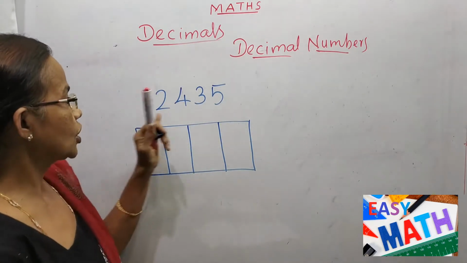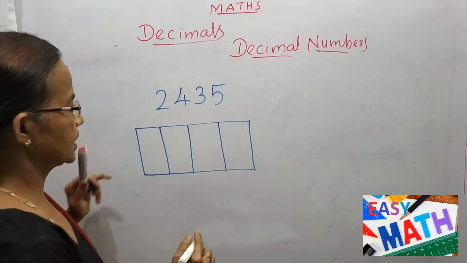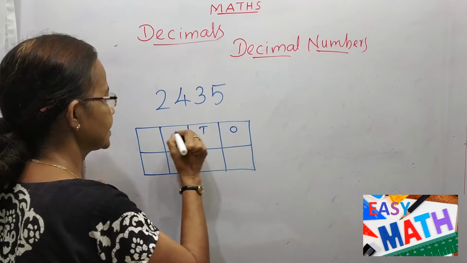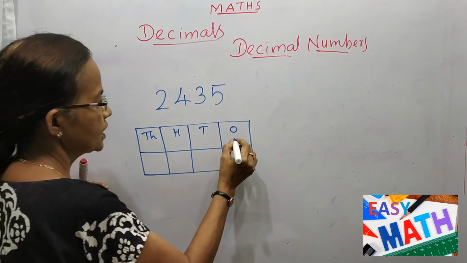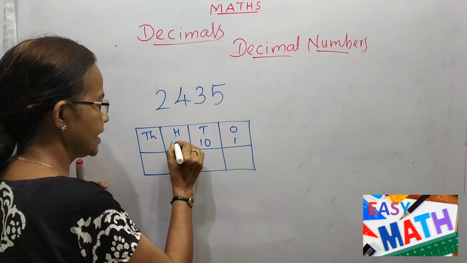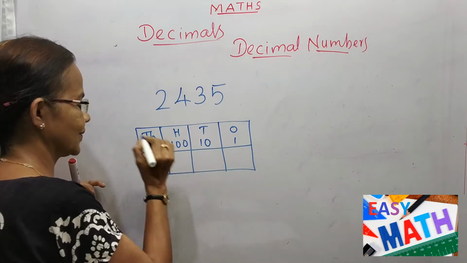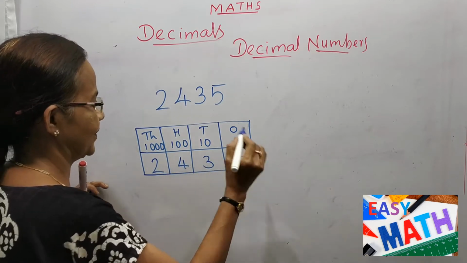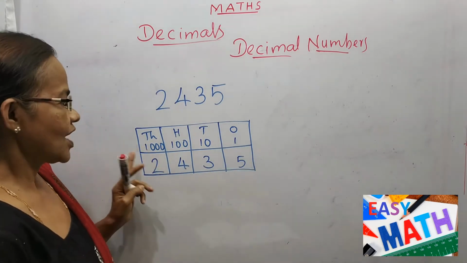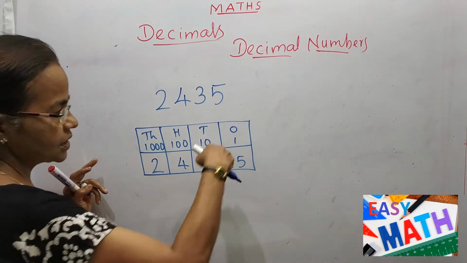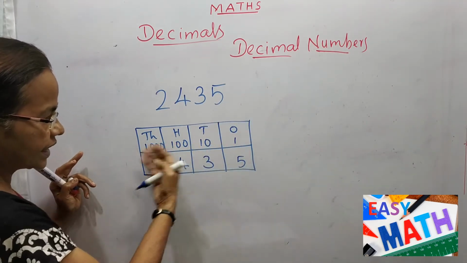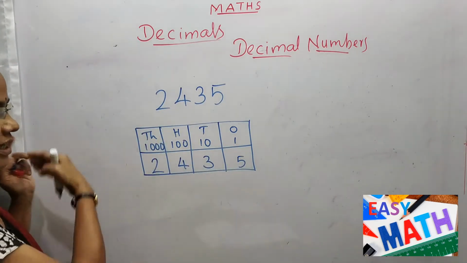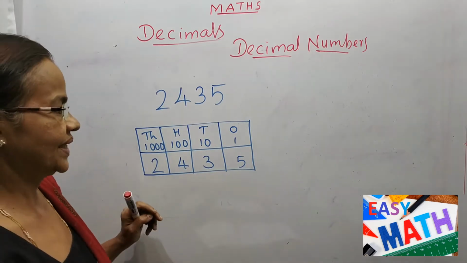The place value chart of this number we know: ones, tens, hundreds, thousands, ten thousands, lakhs. That is 1, 10, 100, 1000. Then the number is 2435. This you know, place value. Note, this is right to left. Going from right to left, 1 into 10 is 10, 10 into 10 is 100, 100 into 10 is 1000: it increases 10 times each step.